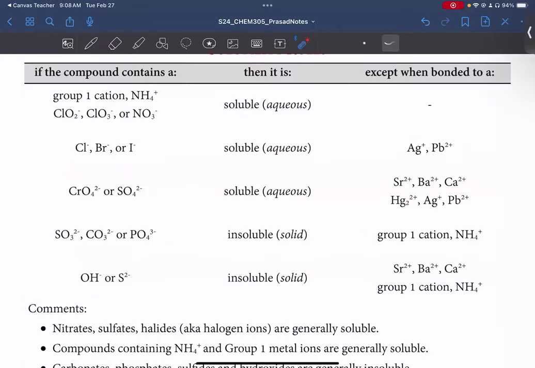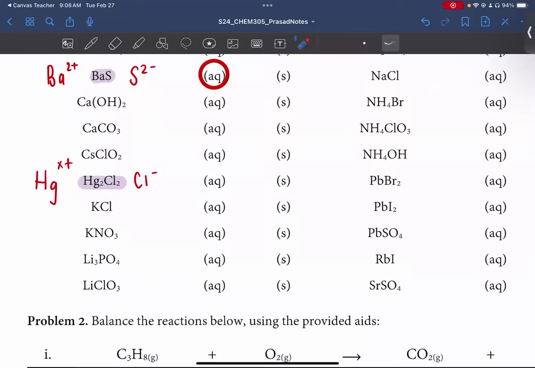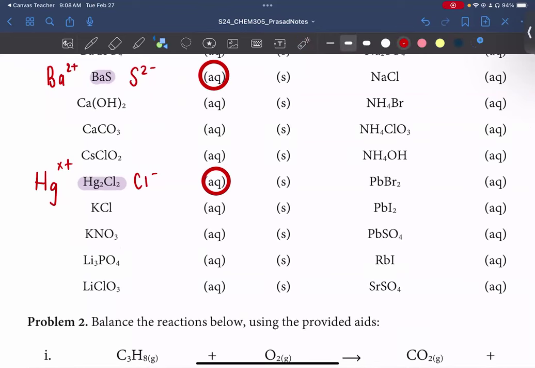Once more, the compound contains a chlorine, therefore it is aqueous. Oh, wait, sorry, I looked at the wrong one. Yeah, aqueous. These are the only exceptions. I apologize, I looked at the wrong row. Happens to me too. These are the only exceptions, which is not met here. Therefore, this is aqueous.